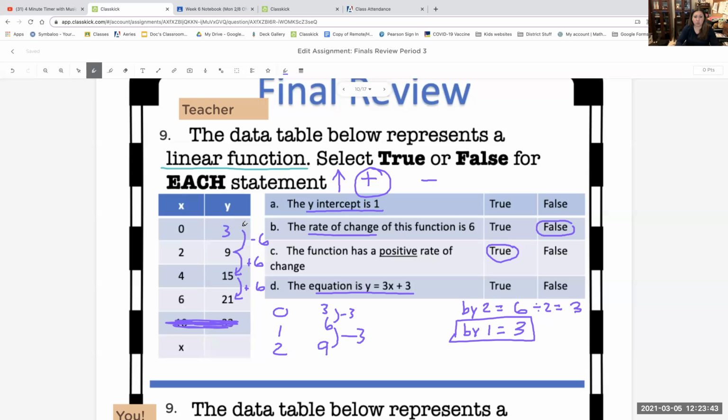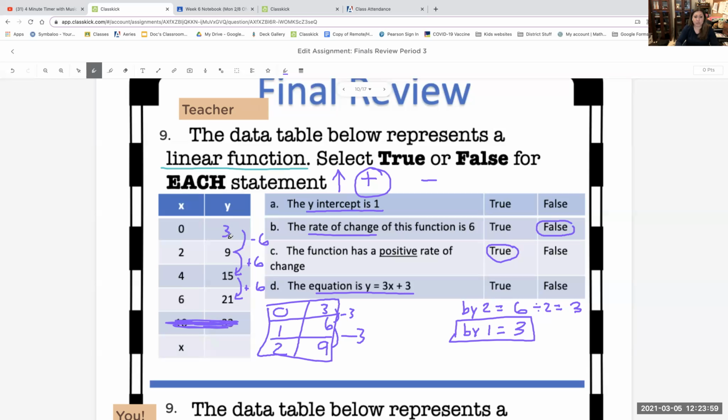So you can either choose to just follow this pattern or expand your table and do the work on the side like this, whichever way you feel more comfortable with. So our initial rate is 3. This says our y-intercept is 1. Is that true? No. Our y-intercept is at 3.